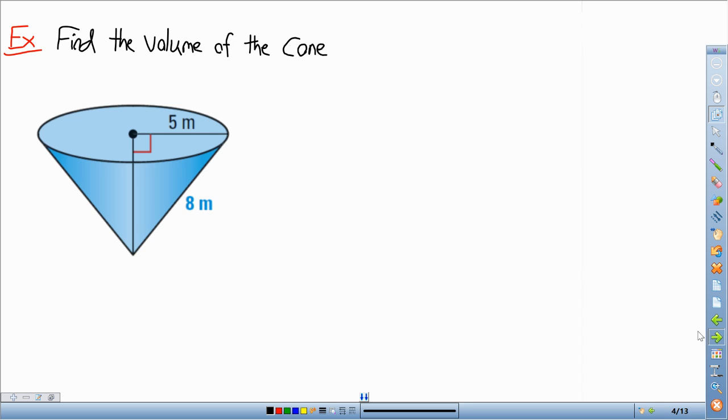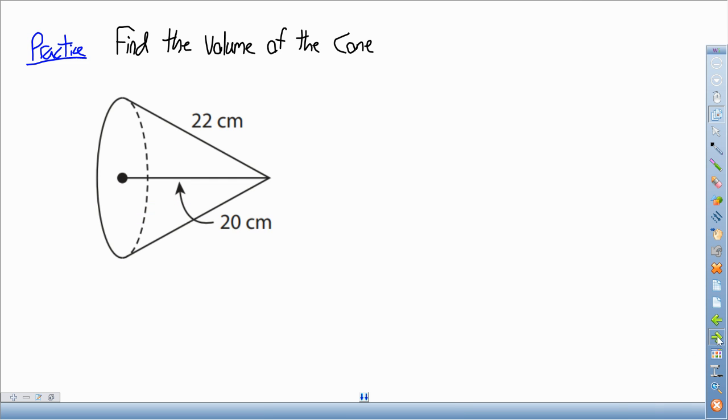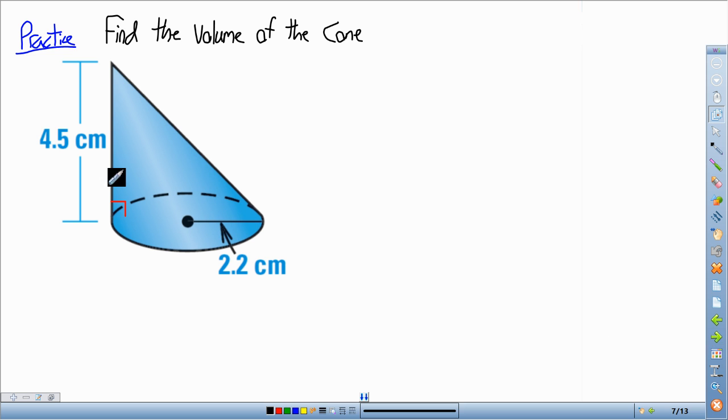Okay, so let's keep moving. From here, we're going to look at finding the volume of a cone. Go ahead and copy this. Actually, I thought I wanted to do a different one first. Actually, I want to start on this one right here. All right, so this is our next example. Go ahead and copy this cone, and then we'll do this one together.